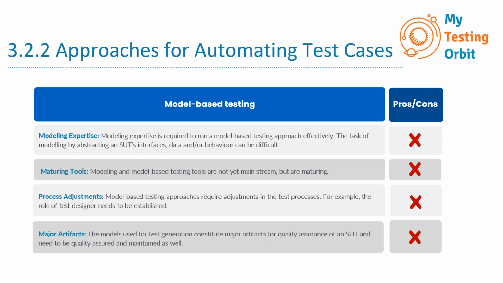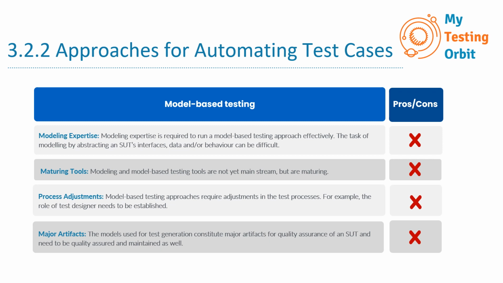Then we have major artifacts. The models used for test generation constitute major artifacts for quality assurance of an SUT and need to be quality assured and maintained as well. Okay, so this means that the models created for generating tests play a significant role in ensuring the quality of the system under test. They need to undergo quality assurance processes and be regularly maintained to ensure they remain effective in producing reliable test cases.